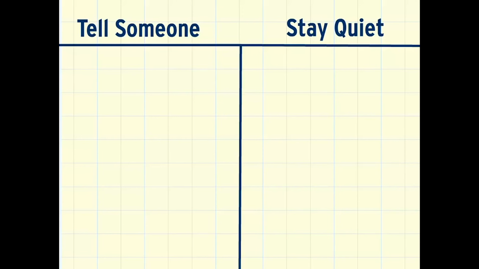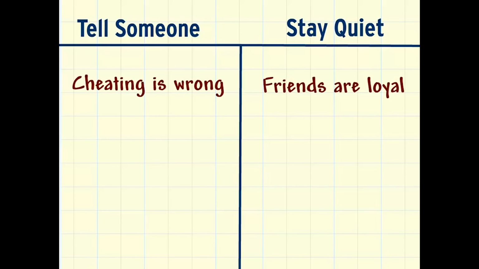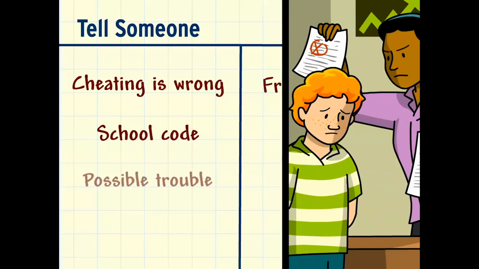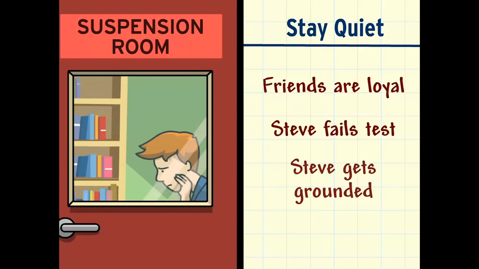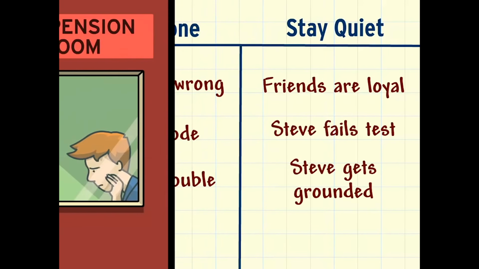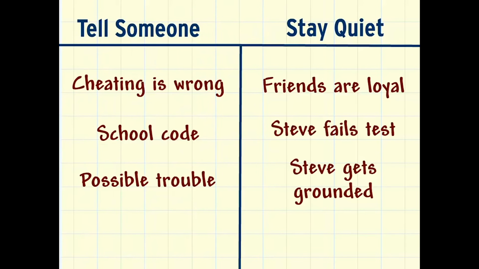It may seem silly, but making a list of arguments for each action can be super helpful. The school code prohibits cheating, and you can get in trouble if your teacher finds out. But your friend will fail the test and get grounded if you say something. Still, friendship cuts both ways. It wasn't fair for Steve to put you in this position. There are definitely more reasons to speak up than stay quiet.